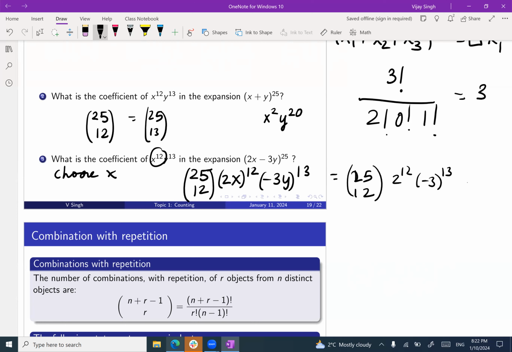Of what? Of x to the power 12, y to the power 13. Does it make sense? I took x out and y out. Because we are asking for the coefficient of this guy, right? In this case, we get powers of 2 and powers of 3 because it is not x minus y or x plus y. It is 2x minus 3y to the power 25. Is that making sense? Anyone? Questions?